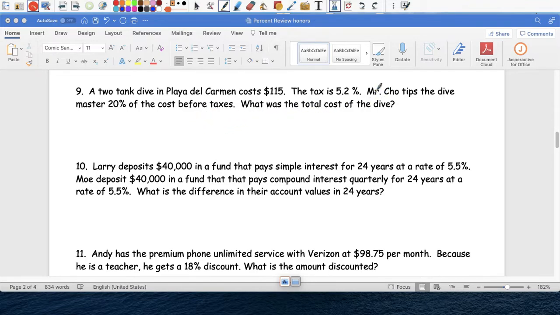So here's the problem, though. When I tip, I don't tip on the price that includes the tax. I just tip here. And this one you need to do two different calculations. So let me write dive. So the dive is $115. Now I'm going to pay tax. I'm going to pay tax on top of 115.